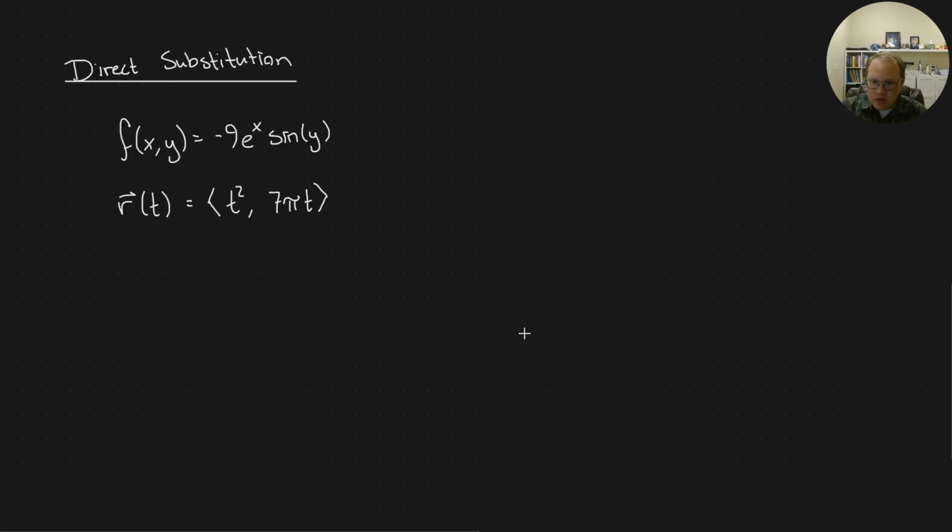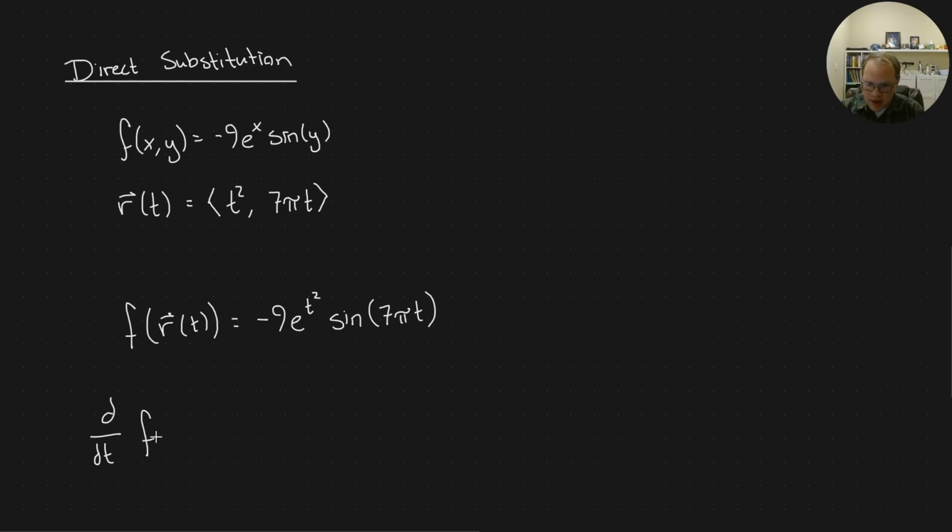And now let's directly substitute this function into this one. So I will plug in t squared into this. So I get e to the t squared, and I plug in 7 pi t into y. So sine of 7 pi t. All right, now I have a function of t. I want to take the derivative of this function. So derivative of f of r of t.